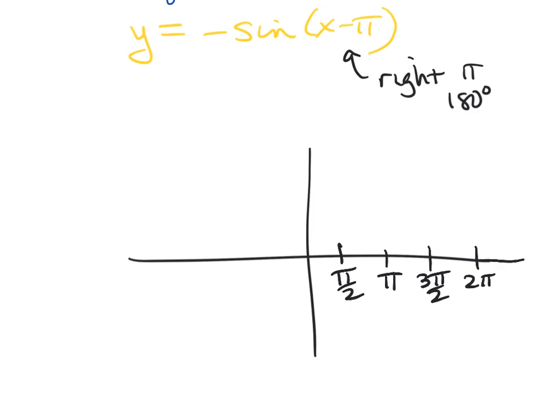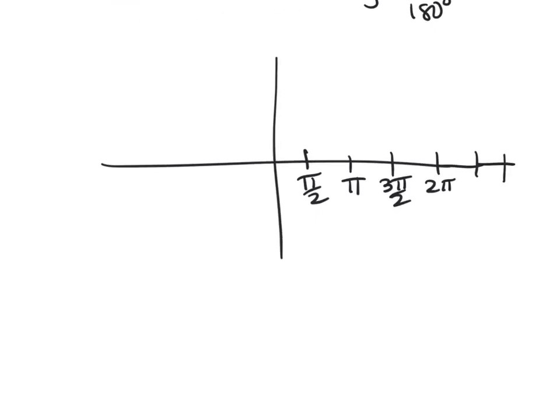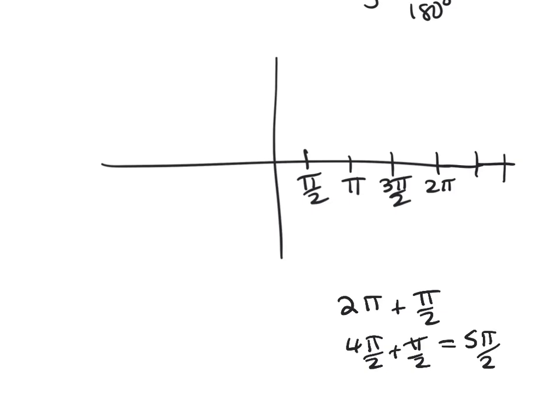I'm starting here at pi, so I need to go 2 more. Now this is where we don't have the values, so you could take your 2 pi, add pi over 2, but I need a common denominator. So 4 pi over 2, so this becomes 5 pi over 2. Do it one more time. 6 pi over 2. So this is 3 pi, and this is 5 pi over 2.